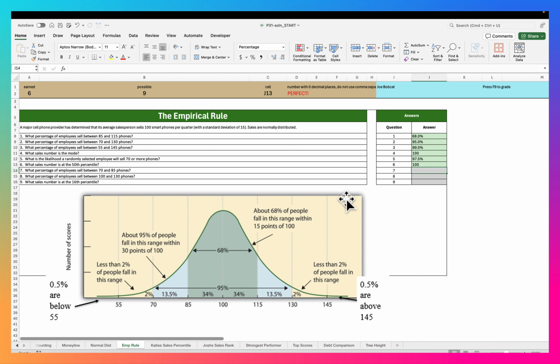What percentage of employees sell between 70 and 85? So between here and here, that's 13.5. What percentage of employees sell between 100 and 130? So that's between here and here. So that's 34 plus 13.5 is 47.5. And what sales number is at the 16th percentile? So 16th, there's 0.5, 2, 13.5, that's 16, so it would be right here, 85.